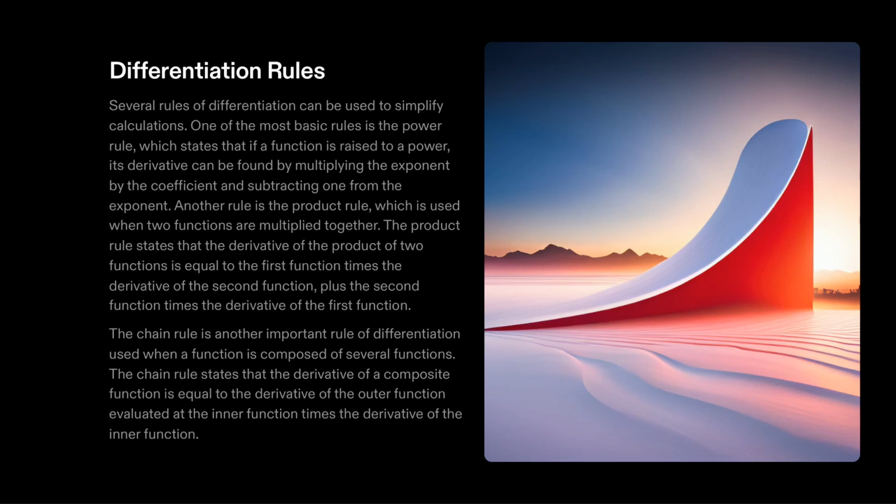The product rule is used when two functions are multiplied together, where the derivative is equal to the first function times the derivative of the second function, plus the second function times the derivative of the first function. Finally, the chain rule is used when a function is composed of several functions. The derivative of a composite function is equal to the derivative of the outer function evaluated at the inner function, times the derivative of the inner function.